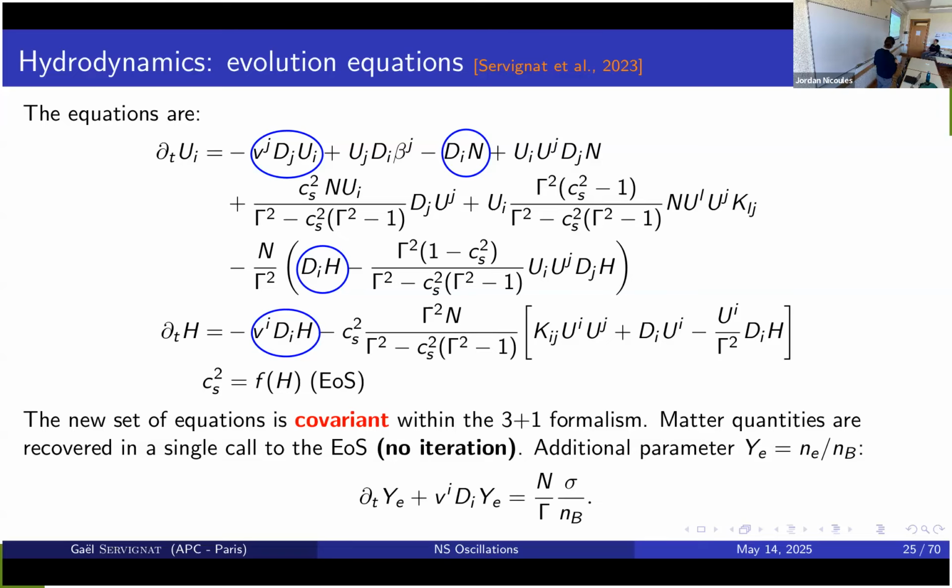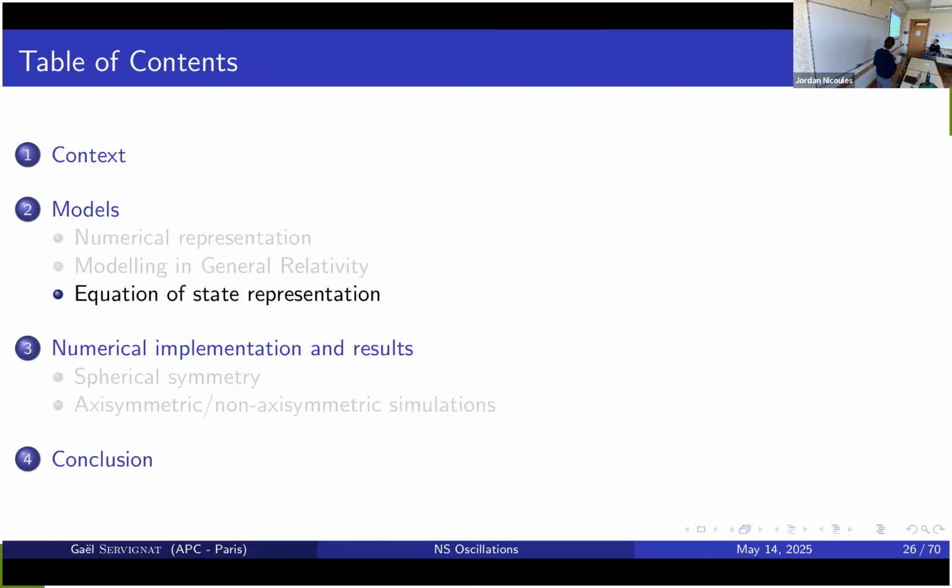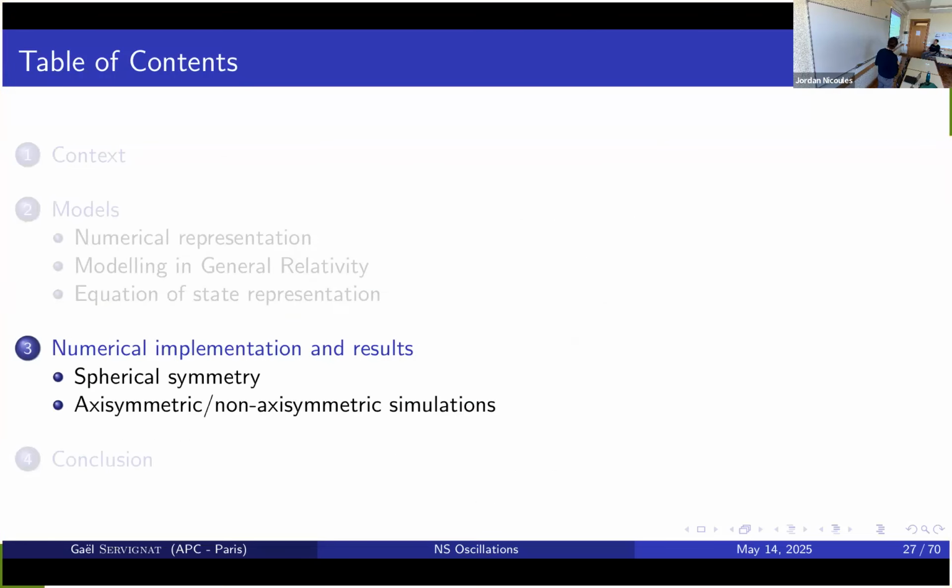Right. So we have the set of equations. Perfect. So now I have shown you the model, and I want to show a bit of all the numerical tricks I have put in the code to make it work. But first, let's see the results in spherical symmetry.